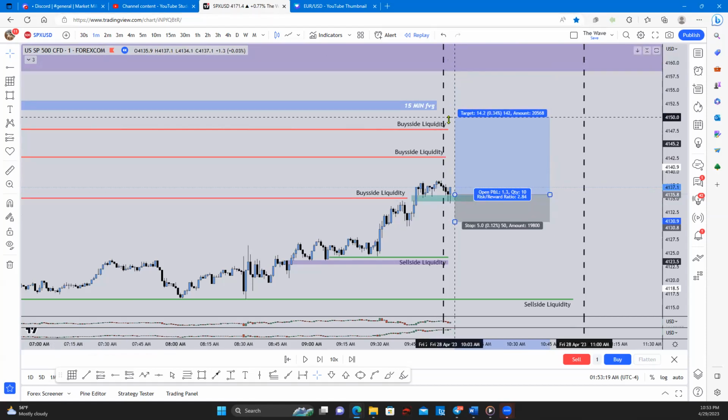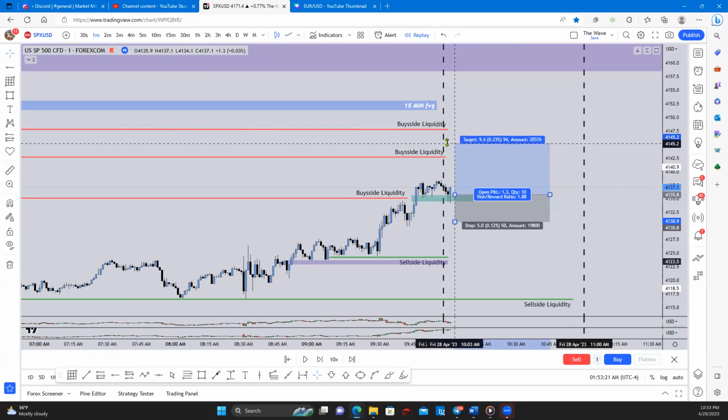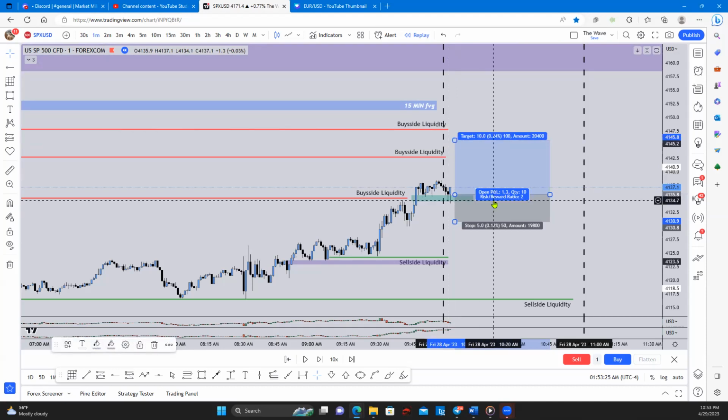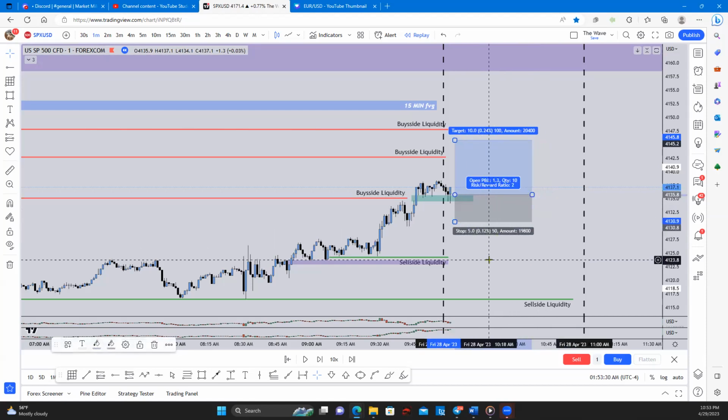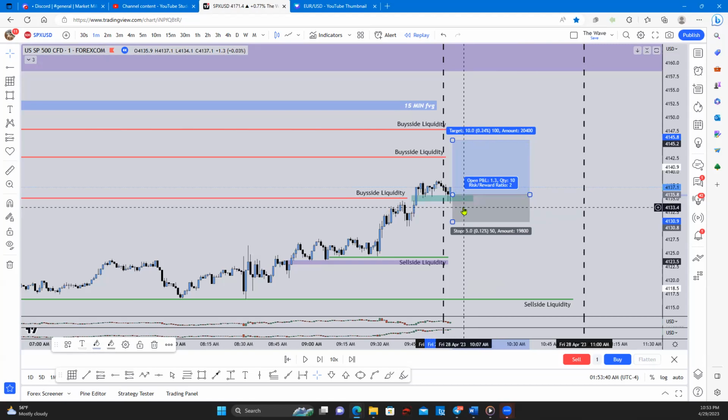But personally, I like max. I will go for 10 and be done for the day. Right? It's a nice 1 to 2. And you add those up throughout the week, and you can really create a successful trading career just from this small position here. Okay, so if we look, we're tagged in here.